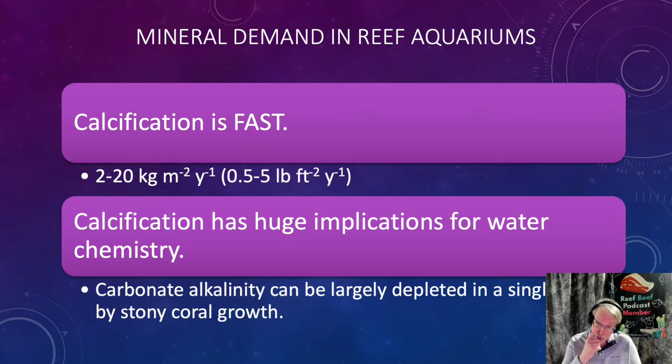The next thing to realize is that calcification in the reef tank and on coral reefs is really fast. A typical reef aquarium will come in somewhere between 2 and 20 kilograms per square meter per year. And I've informally called this a calcification unit to make it a little bit easier for people to get their heads around. There's a lot of exponents and units of measure that people are probably not entirely comfortable with.